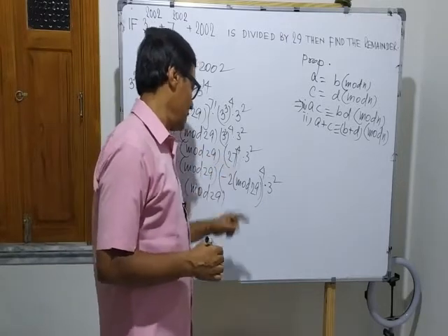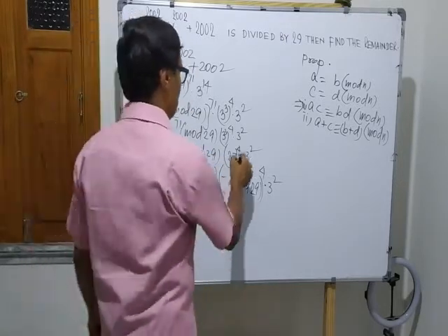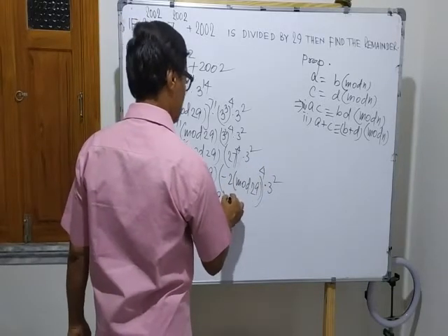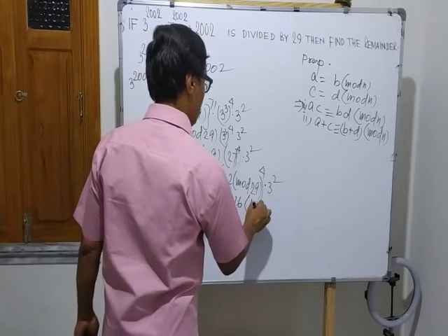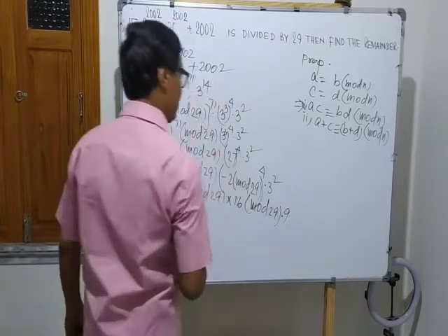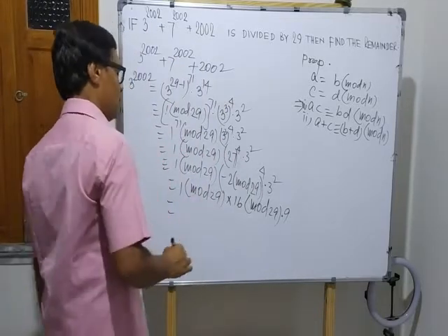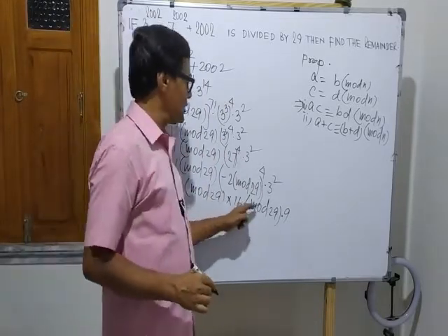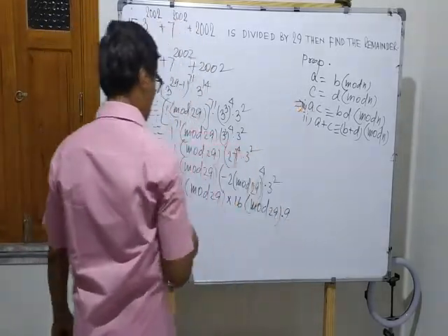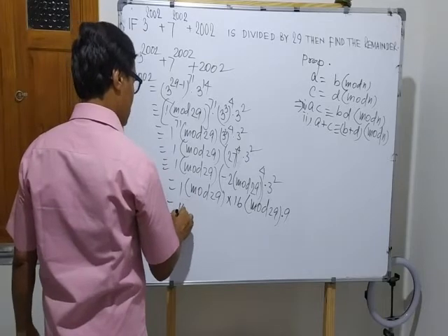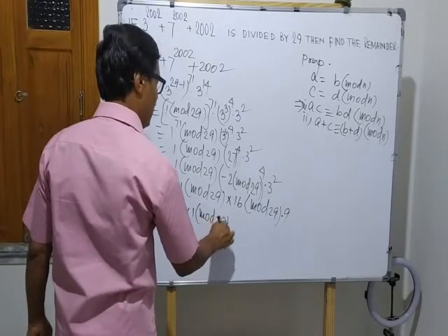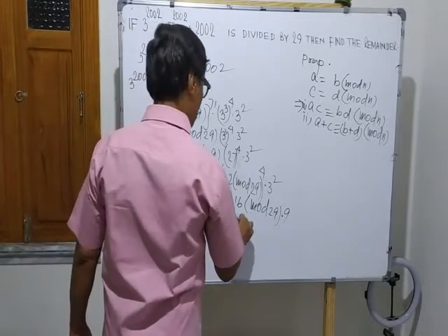So minus 2 to the power 4 equals 16, and 16 into 9 modulo 29. From this property, 16 modulo 29 equals 16 into 1 modulo 29, into 144.